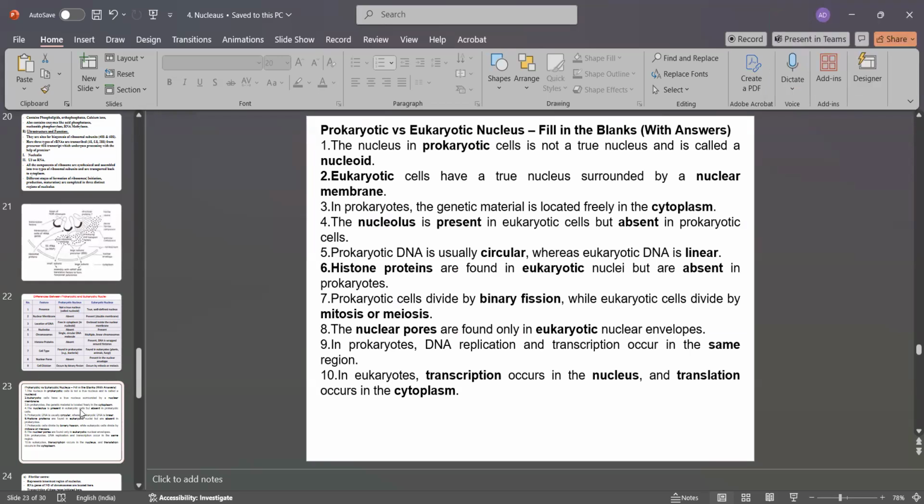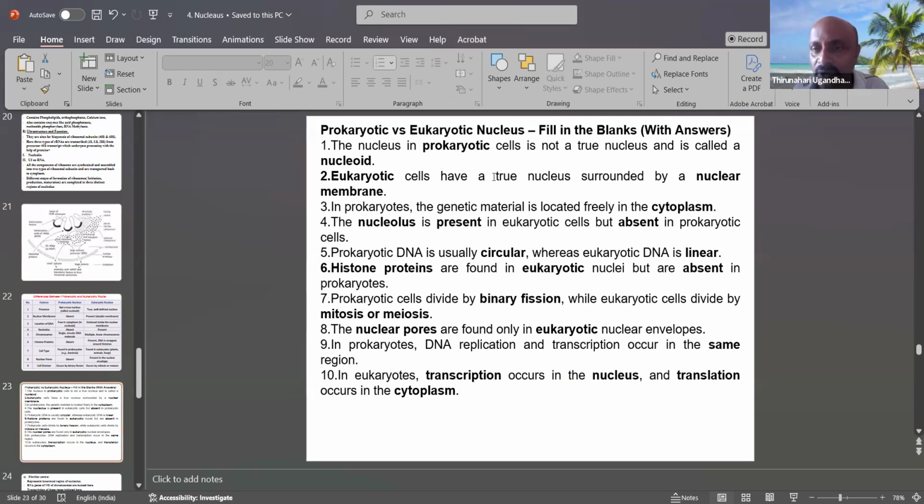The nucleus in prokaryotic cells is not a true nucleus and is called the nucleoid. Prokaryotic cells mean primitive cells, only bacteria and cyanobacteria. The eukaryotic cells have a true nucleus surrounded by a nuclear membrane. What does true mean? A nucleus in which all parts are present: nuclear membrane, nucleolus, nucleoplasm and chromatin bodies.